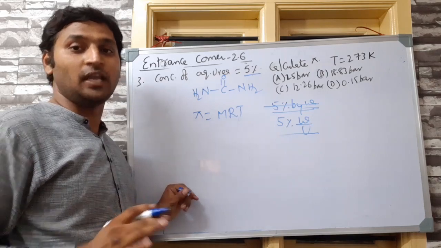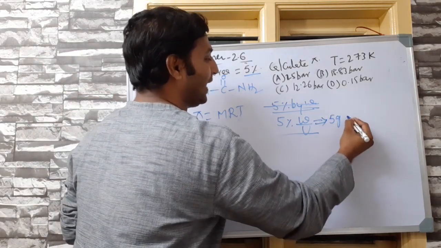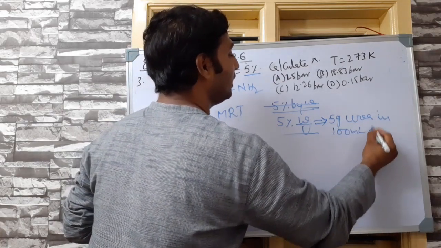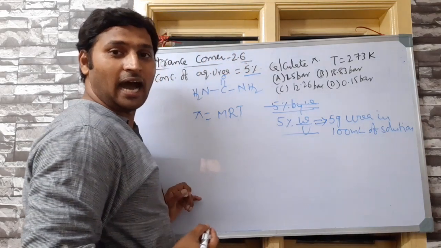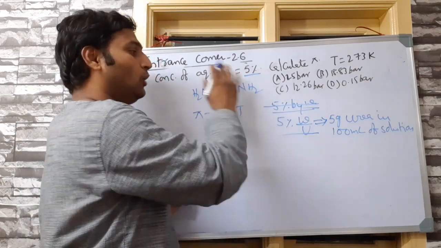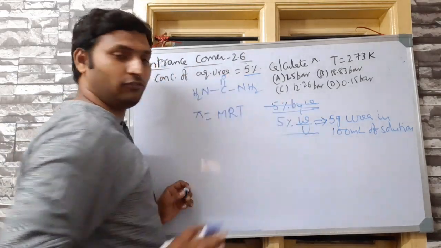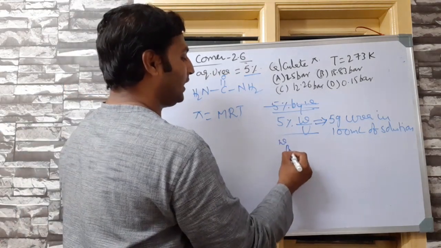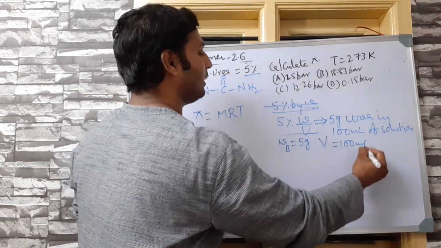volume only. Now what do you mean by a 5% weight by volume solution? 5 grams of urea in 100 ml of solution. That is the meaning of 5% weight by volume. Though he did not mention weight by volume, because he did not give density, I am taking it for granted. Got it? Now, which means that the weight of solute is 5 grams and the volume of solution is 100 ml.